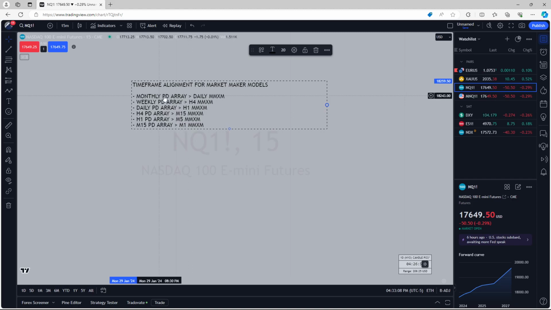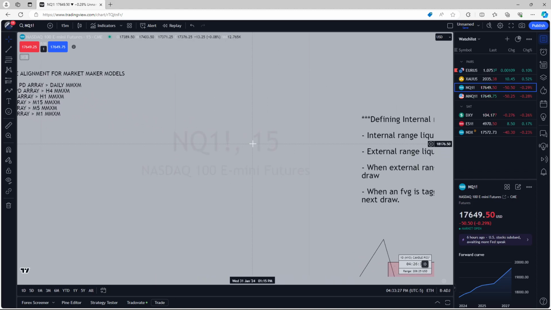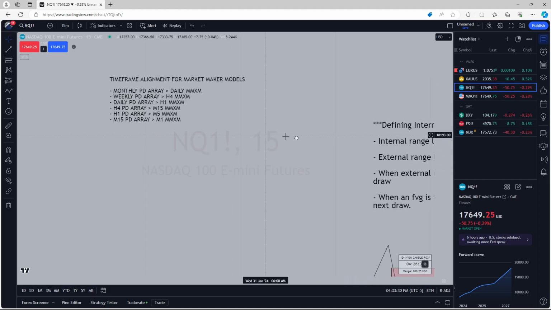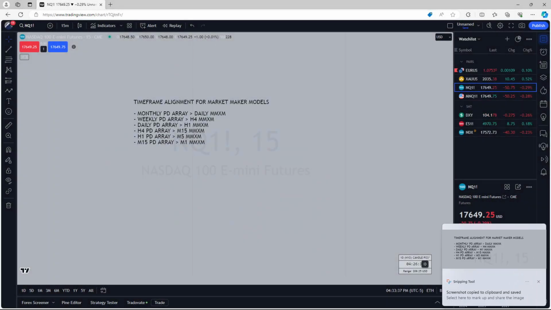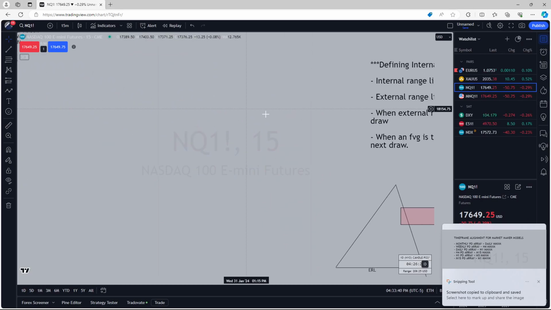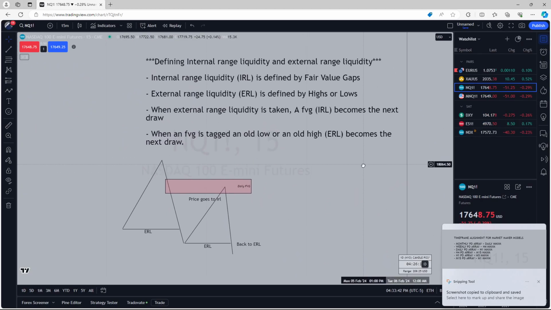If you have a monthly PD array, so a monthly fair value gap, you have a daily MMXM. If you have a weekly PD array, it's a 4-hour, daily to 1 hour, 4 hour to 15 minutes, 1 hour to 5 minute, and then 15 to 1 minute. And I'll show you the trades I took based off of market maker models here. I'm just gonna give you guys time to write this down. I'll send screenshots in chat as well.